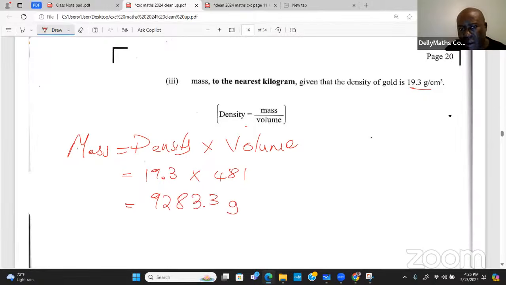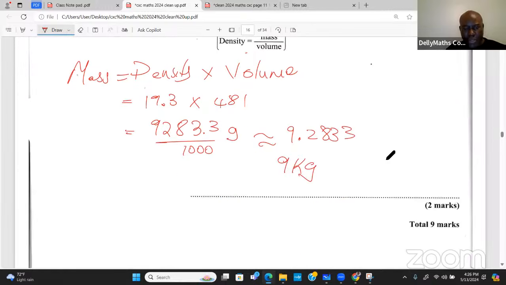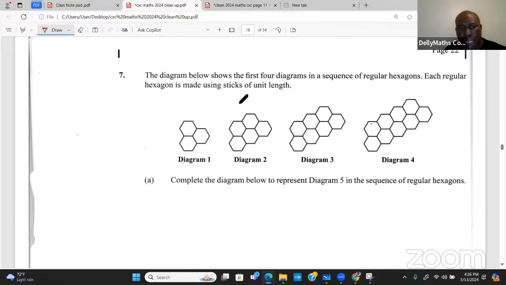And this is going to give us 9,283.3, but this is gram. The question says to the nearest kilogram. So remember, we have to divide by 1,000, and it takes us to 9.2833, but to the nearest kilogram, it's 9 kilograms, rounded off. So that would settle that one there. We're done. We're going into another question.